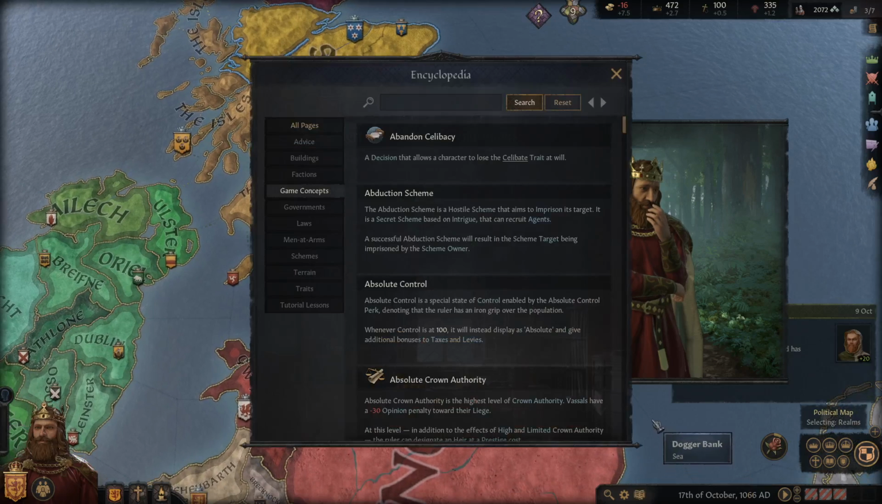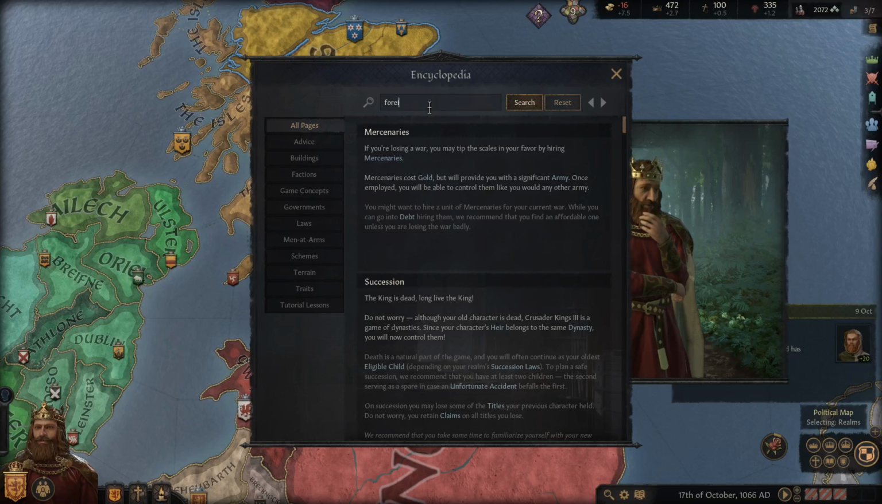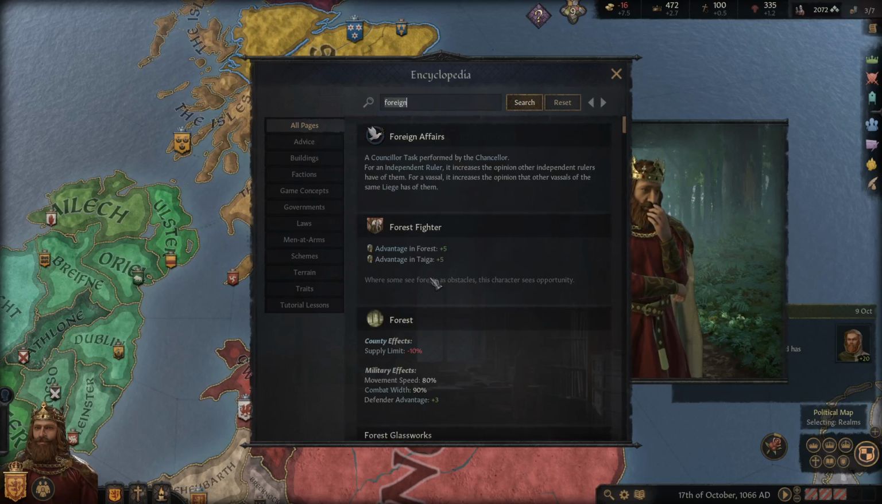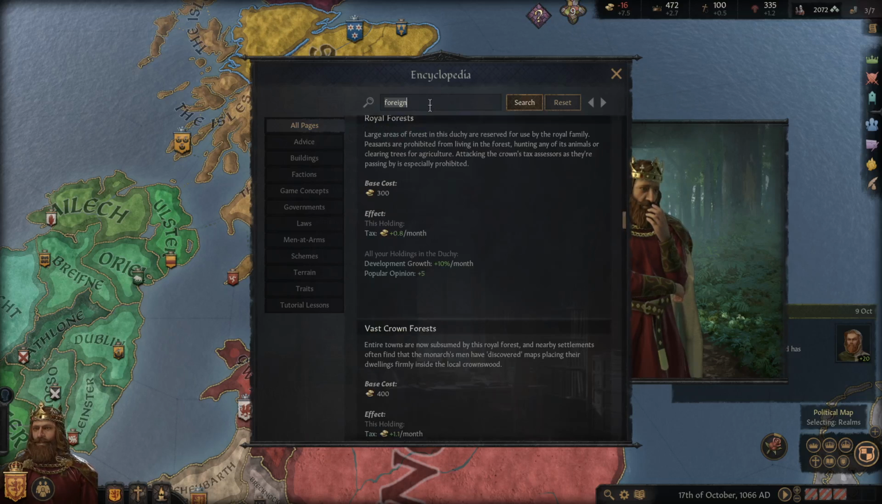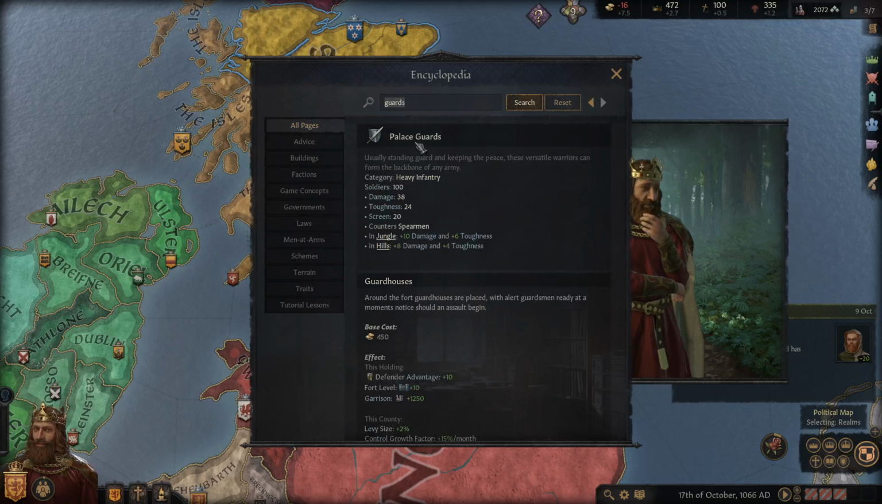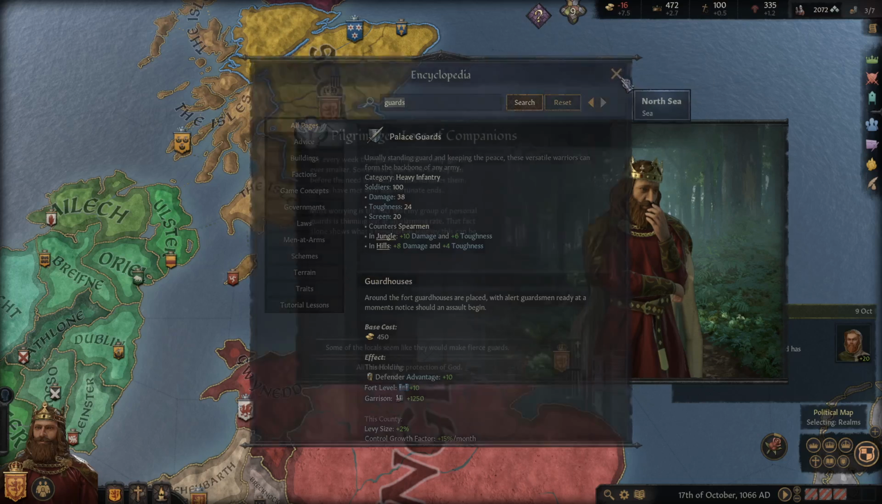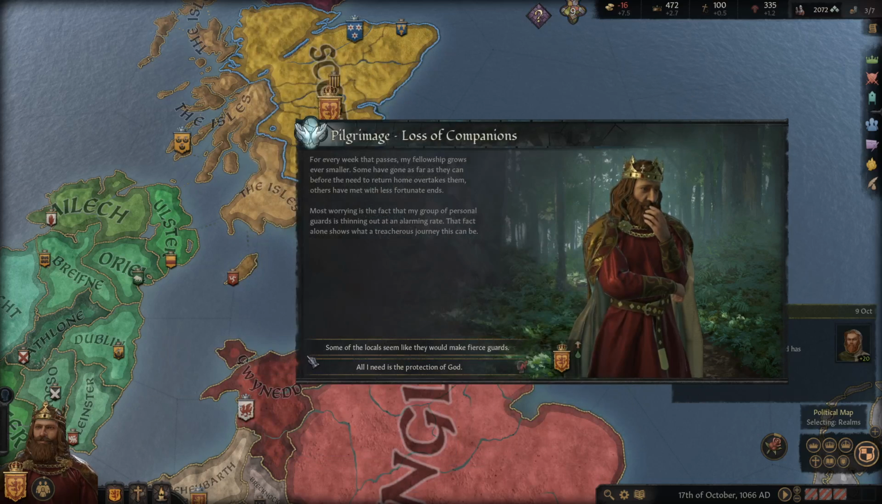Now, let's go to the wiki and really understand that. Okay, did I misspell something? Okay, we've got palace guards, guard houses. Okay, they don't have foreign guards in here, so I don't actually know what that means entirely.